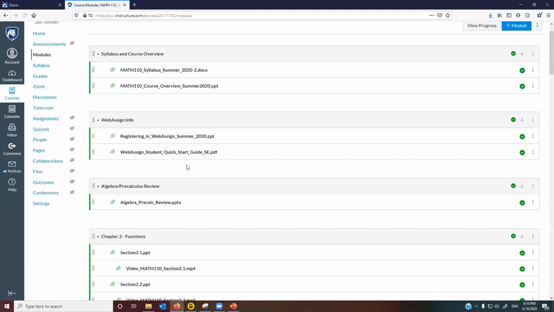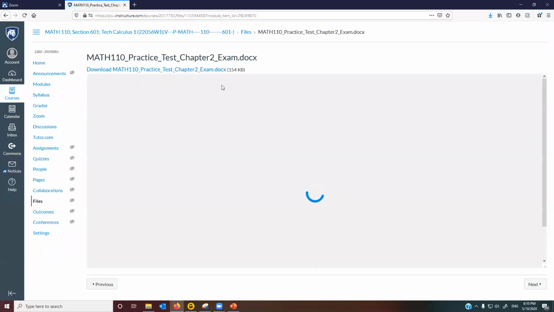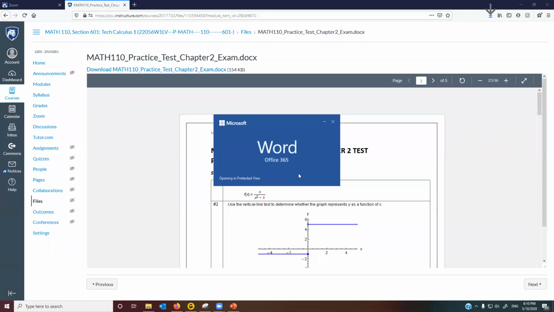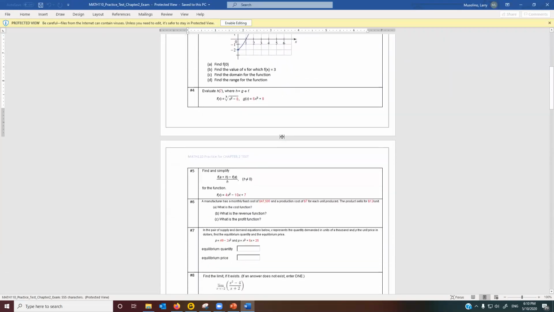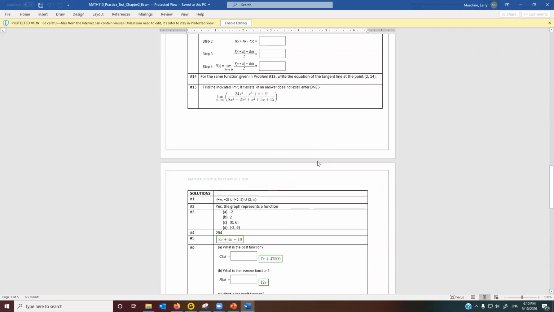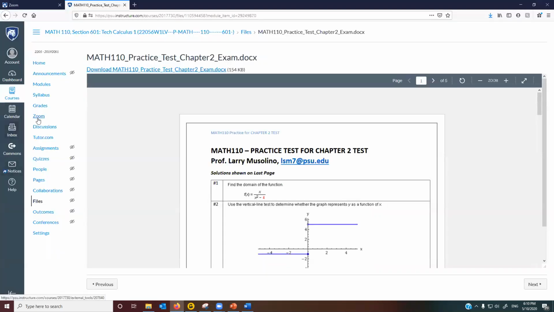And then finally, I just wanted to show you that each chapter there's a practice test. Before you take the actual test in WebAssign, it would be very good to review these practice tests. You'll notice that most of these are questions taken out of WebAssign. So these are really WebAssign homework questions, and there are solutions in the back such that you can check your answers.